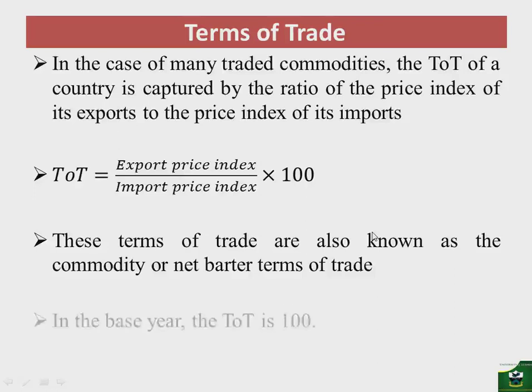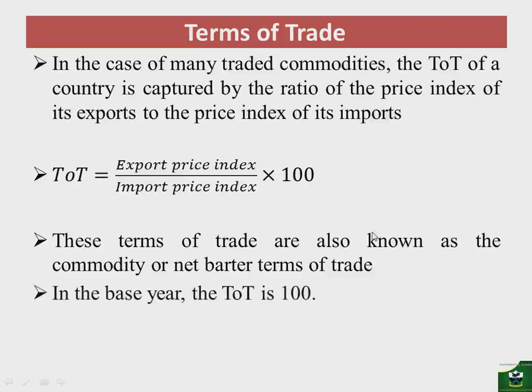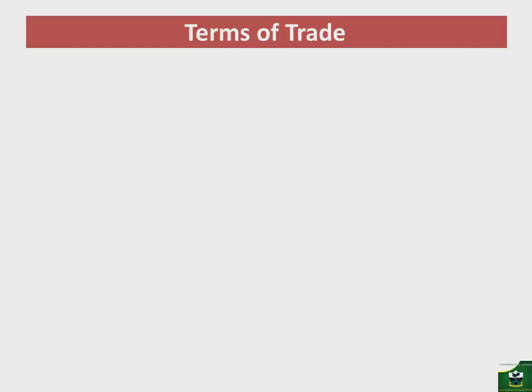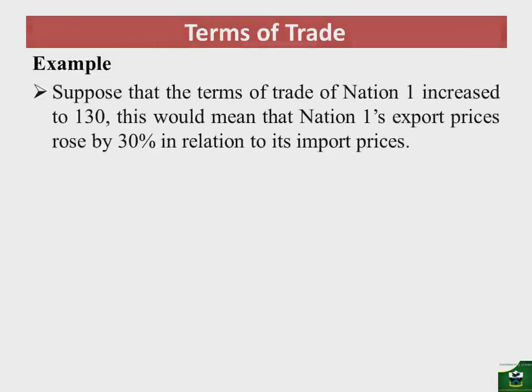It should also be noted that in the base year, the terms of trade of a given nation is equal to 100. Let's take a look at this example. Suppose that the terms of trade of nation 1 increased to 130. This would mean that nation 1's export prices rose by 30% in relation to the import price. Because in the base year the terms of trade of a nation is equal to 100, then if the terms of trade have increased to 130, the prices of the export commodity will have increased by 30%.